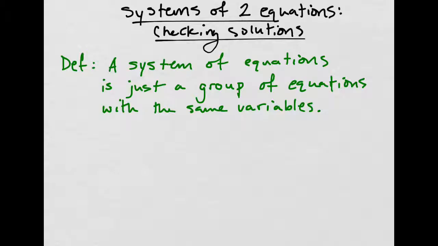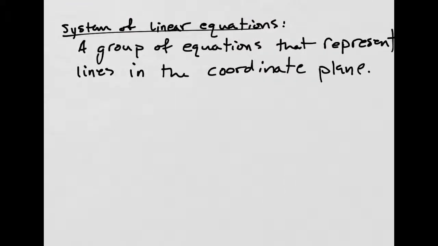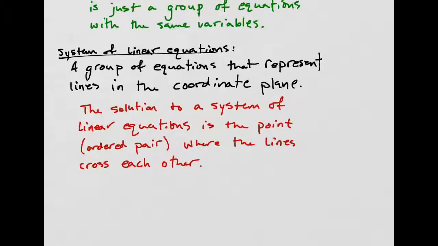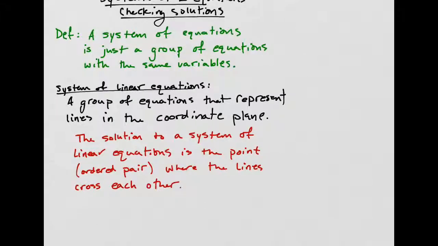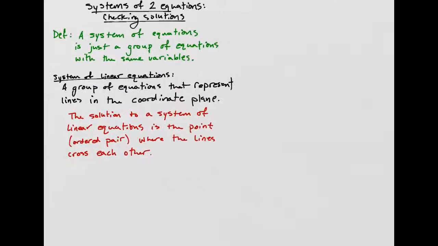Right now we're going to be dealing with linear equations. So a system of linear equations is a group of equations that represent lines in the coordinate plane. So the solution to a system of linear equations is the point where the lines cross. Let me write that down. The solution to a system of linear equations is the point, which is an ordered pair, where the lines cross each other. So it's the point of intersection.